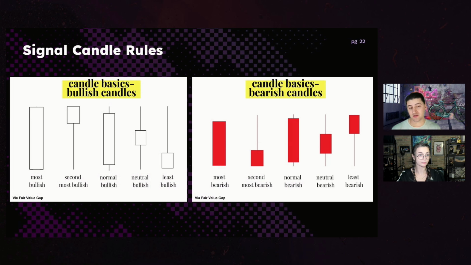The second most bullish is a shooting star as well. Big shadow to the downside, a small body to the upside. Normal bullish, normal candle. Neutral bullish, a doji. You don't want to normally see them because that's where sellers and buyers are divided. And the least bullish, this inverted hammer, can signal a little bit of weakness because that's where the sellers actually took place.